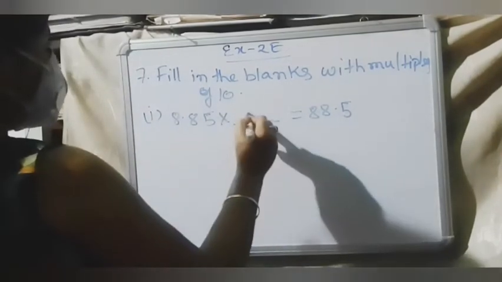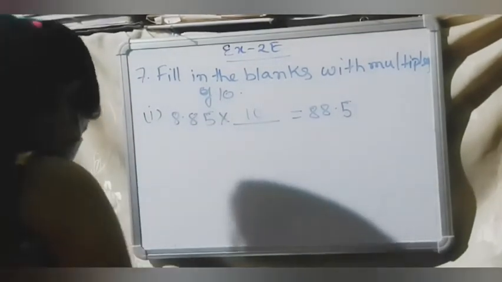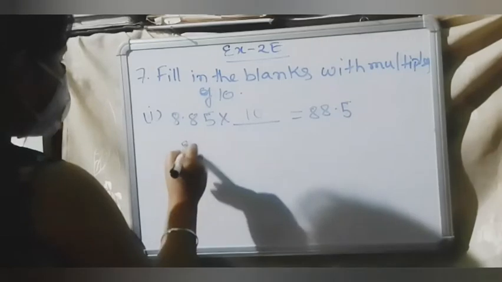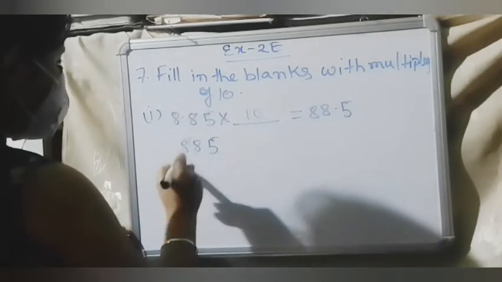Now how did it come? Here will be 10. How did this 10 come? You see, 8, 8, 5, I can write 100.